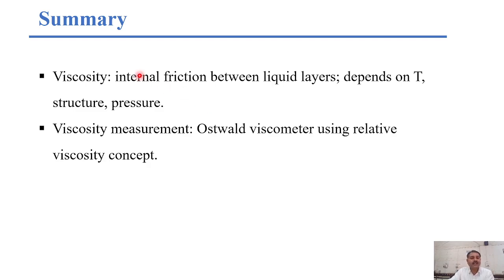So we can summarize this topic here. We have seen that viscosity is nothing but the internal friction between liquid layers, which depends on the temperature, the molecular structure of the liquid, as well as the pressure of the liquid. This viscosity can be measured by means of the Ostwald viscometer, a glass pipette which is used to determine the time of flow. So we can determine the relative viscosity of any liquid.